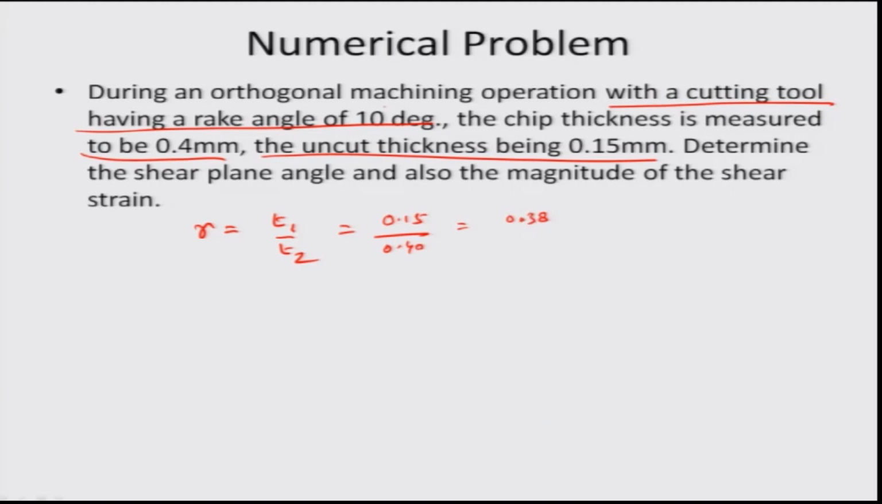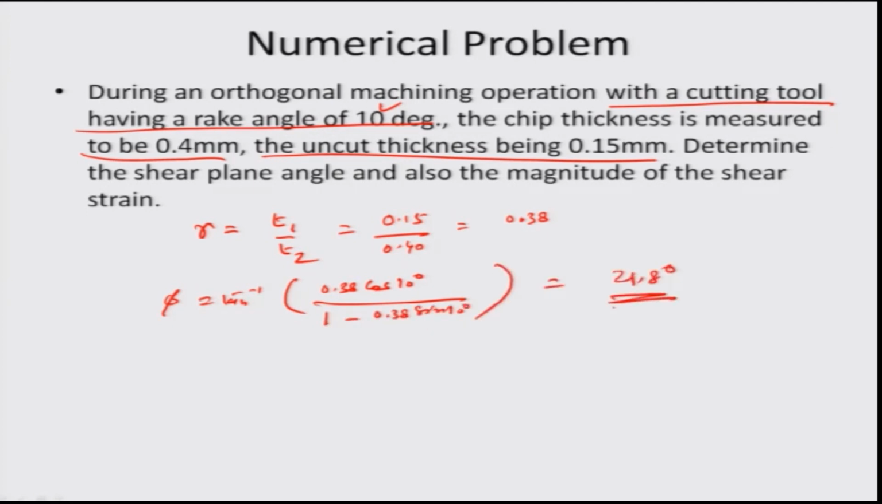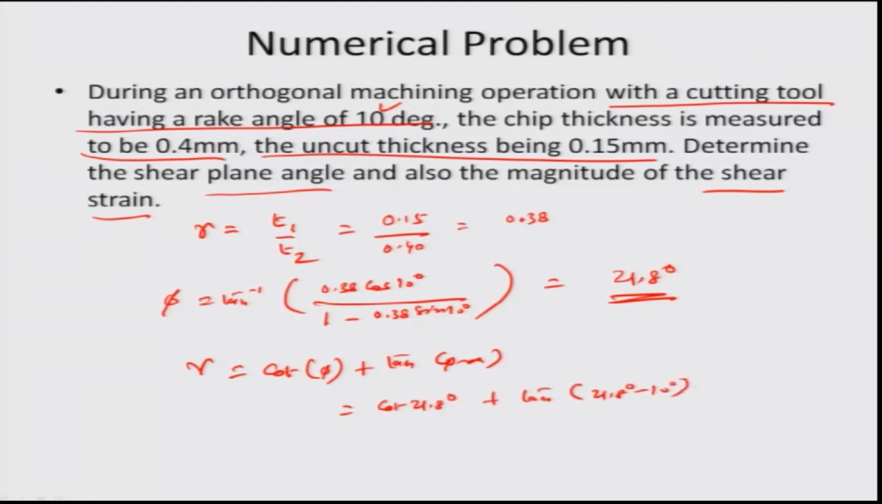and from the R and the given value of the rake angle alpha, we could calculate the phi, and so we have phi as the tan inverse of R cos alpha divided by 1 minus R sin alpha, alpha being 10 degrees. So, this comes out to be 21.8 degrees, and from that you could further record what is the magnitude of the shear strain gamma, which is actually cot of, just in the last step we have formulated, phi plus tan of phi minus alpha. So, this comes out to be equal to cot of 21.8 degrees plus tan of 21.8 degrees minus 10 degrees, which is equal to 2.5 plus 0.21 or 2.71. So, that is how you calculate the gamma value and the R value and also the phi value in this problem example.